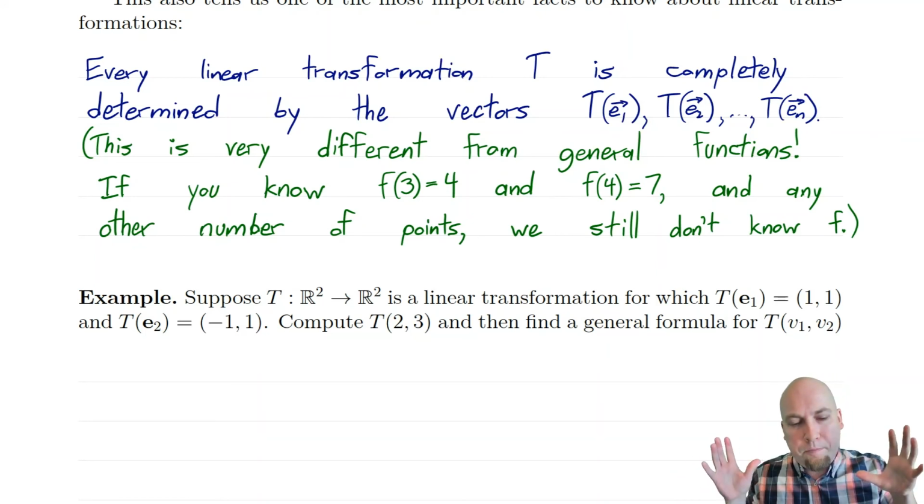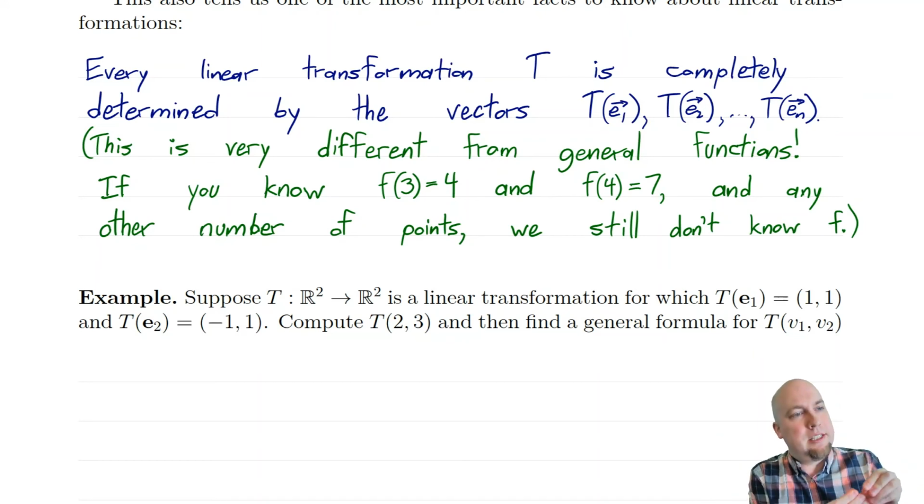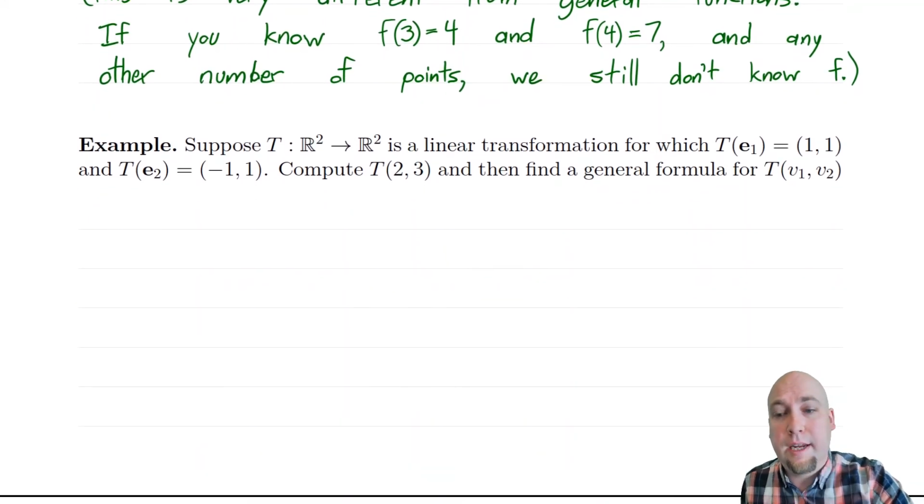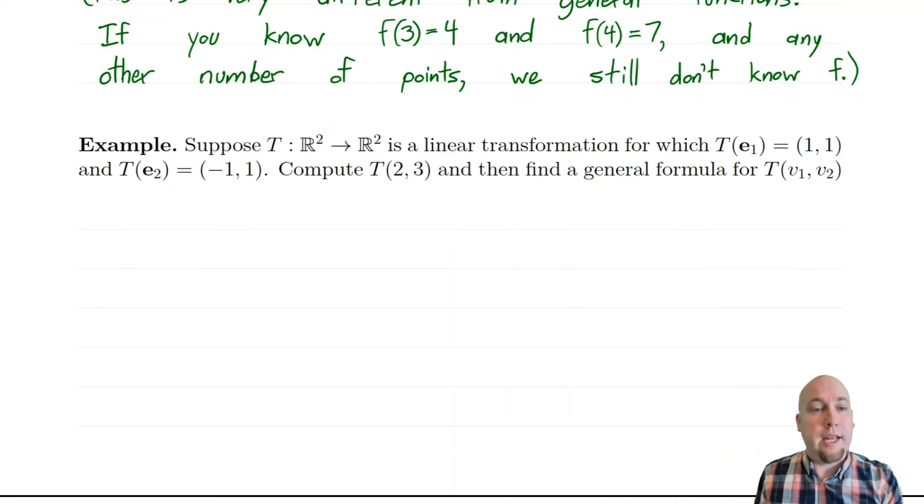So linear transformations are really remarkable. You just need a finite amount of data to reconstruct the entire function. All right, let's go through one example of how to actually do this. Suppose we've got a function and we're told two things.